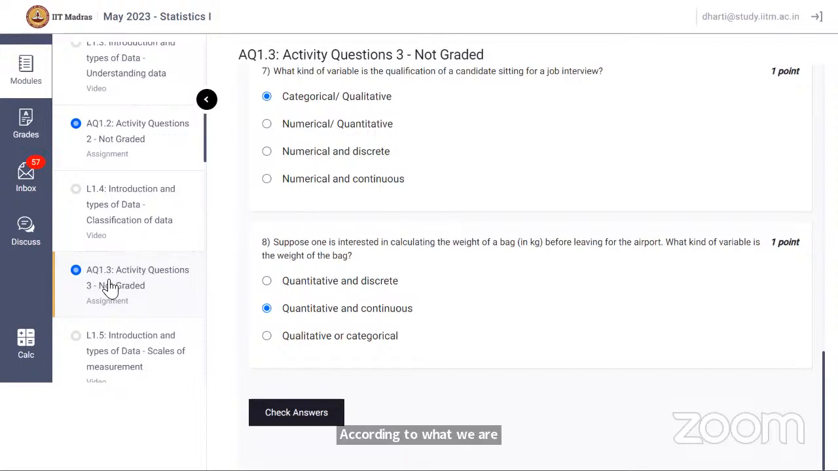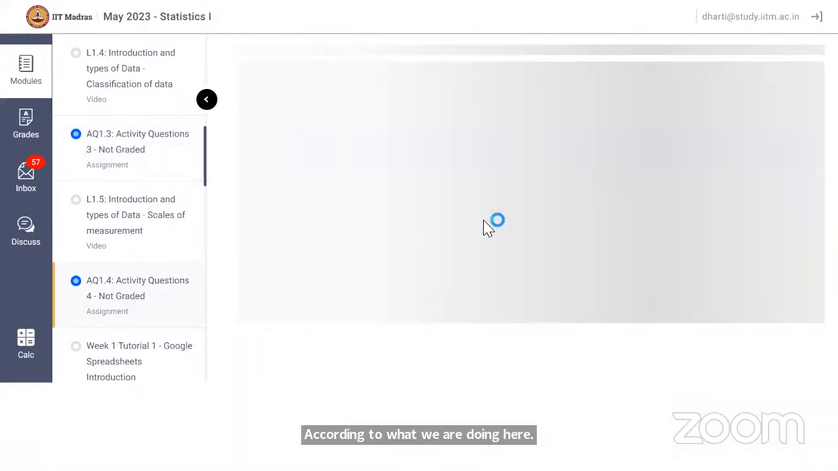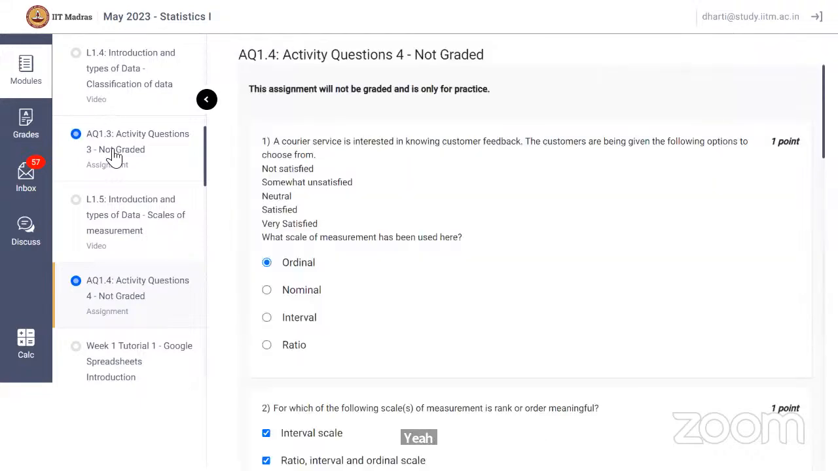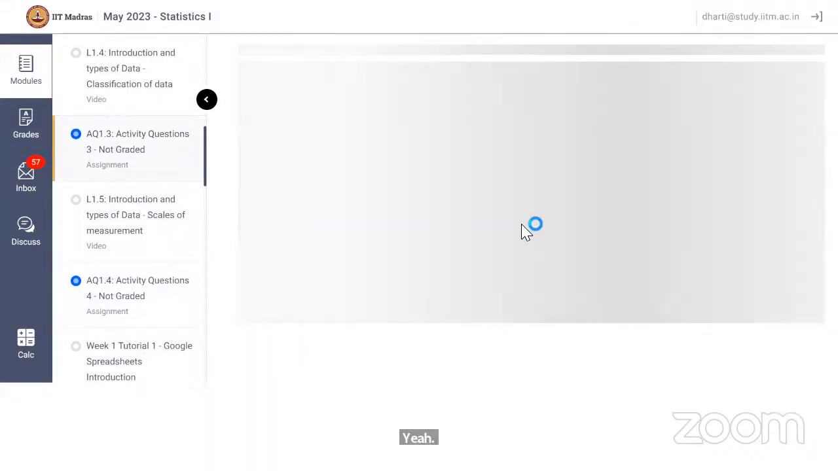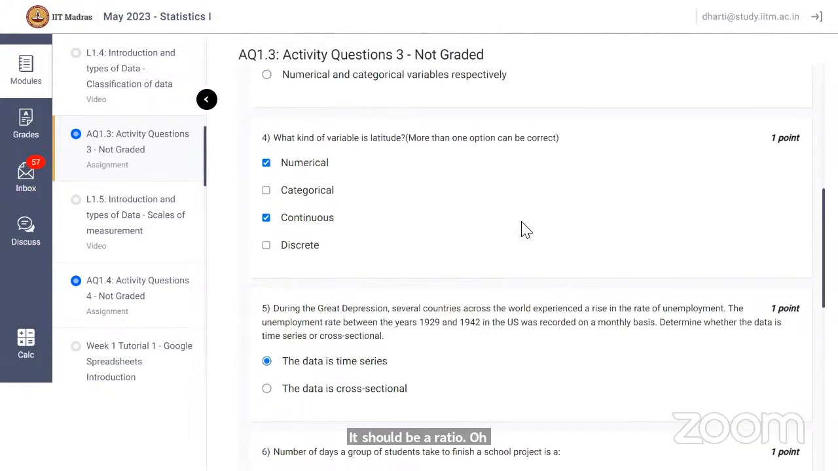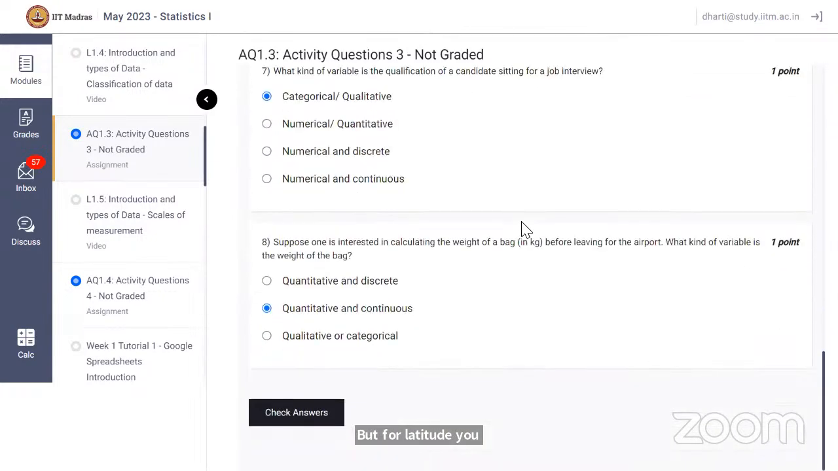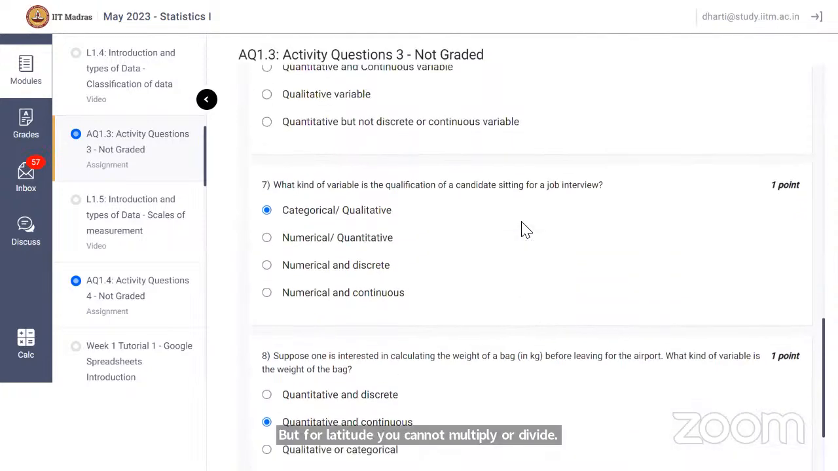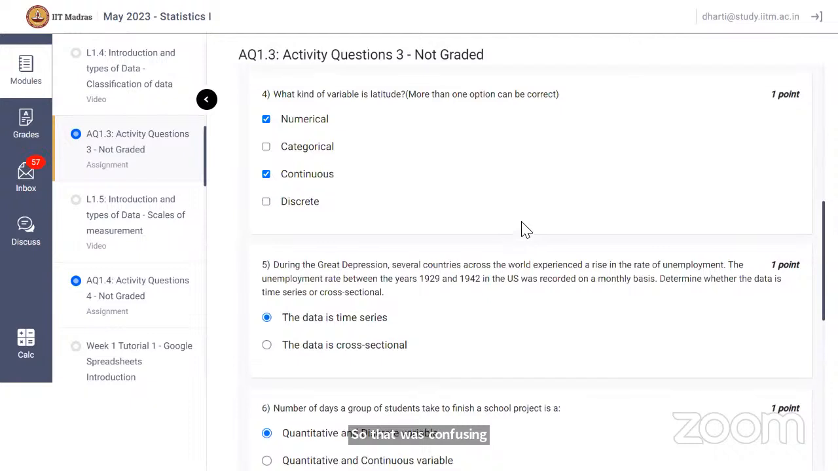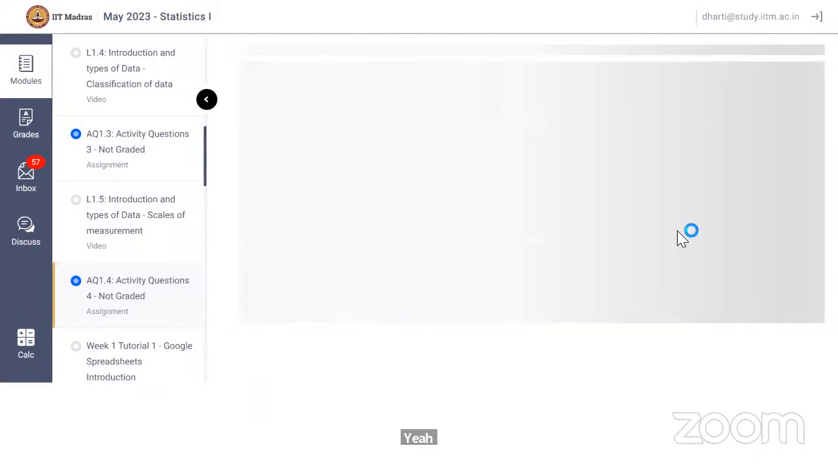Okay, okay. Excuse me. For latitude, it is continuous, but if we want to know whether it is ratio or interval, then what should it be? It should be ratio. But for latitude, you cannot multiply or divide, so that was confusing me. It's not here, but the question came when thinking about latitude.